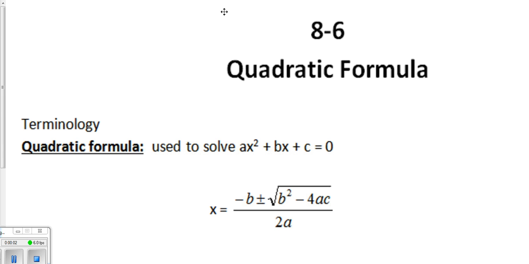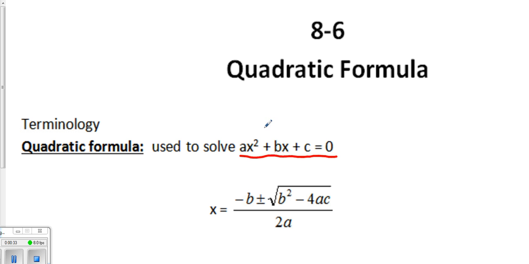Section 8.6 is all about using the quadratic formula. The quadratic formula can be used for any of our quadratic functions where we have ax squared plus bx plus c set equal to 0. So remember, you have to get it into what we call standard form, which is a times x squared plus b times x plus this value c equals 0. It has to be set equal to 0.